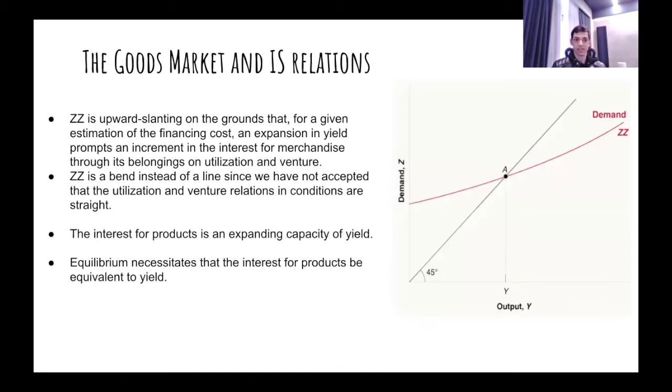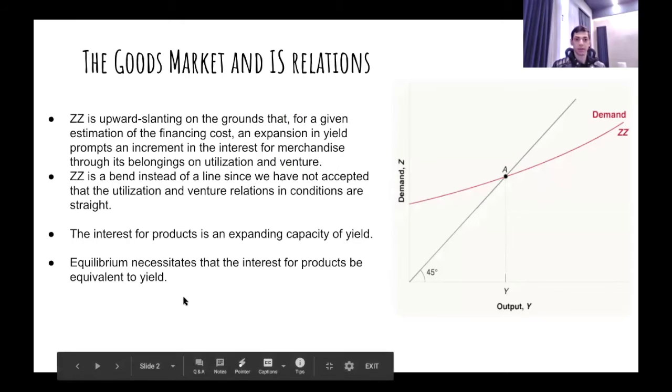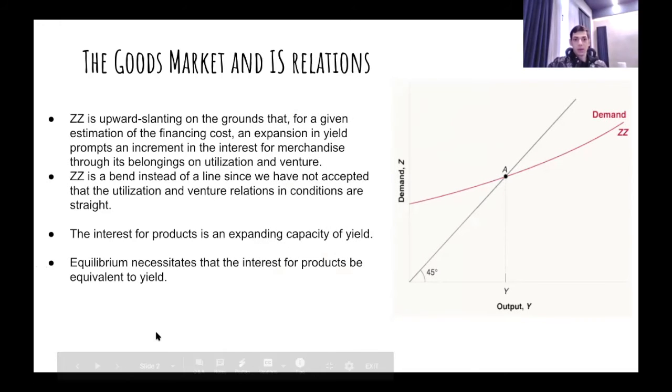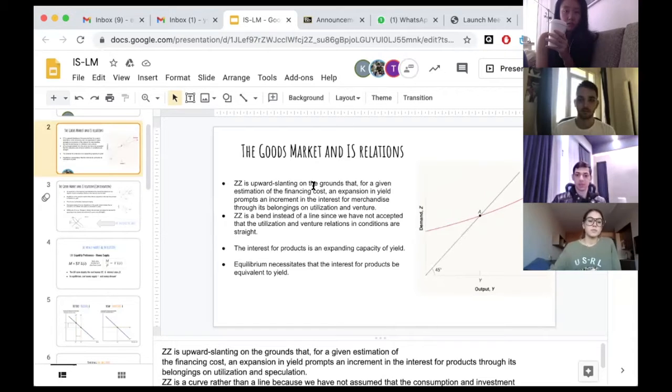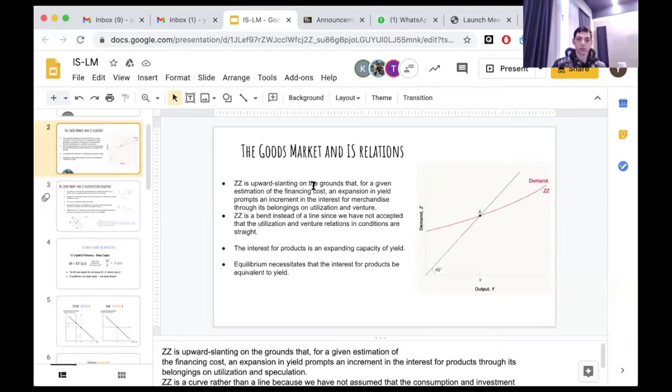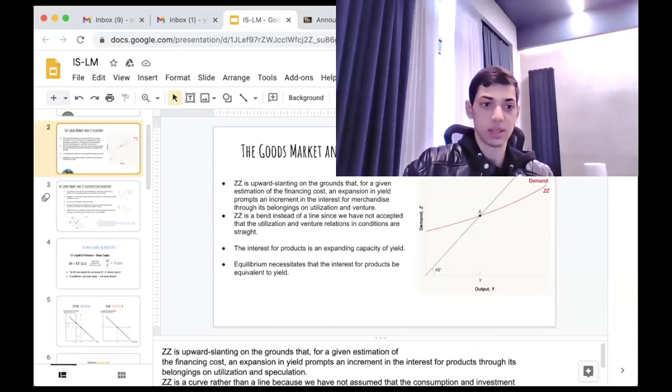The demand or ZZ is upward sloping for a given value of the interest rate. An increase in output leads to an increase in the demand for goods through its effects on consumption and investment. And the reason why it is a band instead of a line is because we have not specified the consumption and investment relations exactly. That's why the demand for goods is an increasing function of output. And also equilibrium requires that the production of goods be equal to the output.